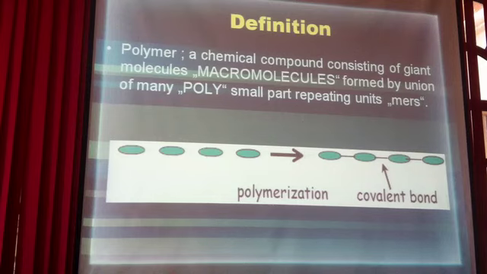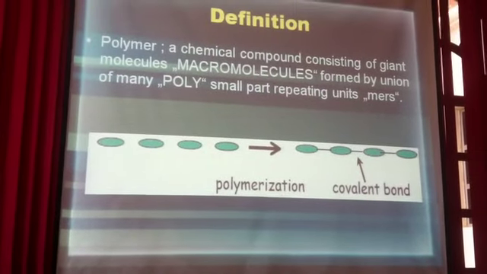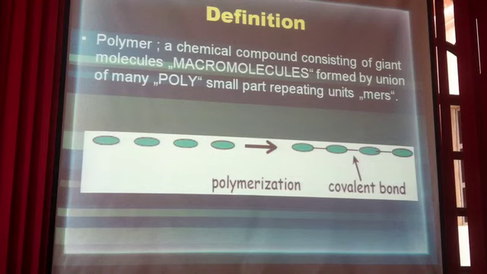The definition of polymers, we're gonna read it. Polymers is a chemical component that consists of giant molecules, macromolecules. Giant molecules or macromolecules is the same. So it's formed by the union of mono, poly, small parts, repeating units, which are mers. And the reaction to make the small parts into a giant one, we can call it polymerization. We're gonna get the definition for polymerization later.